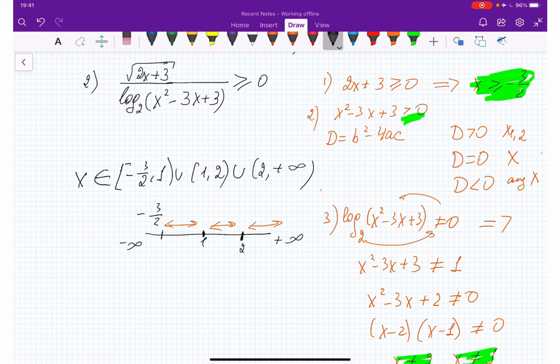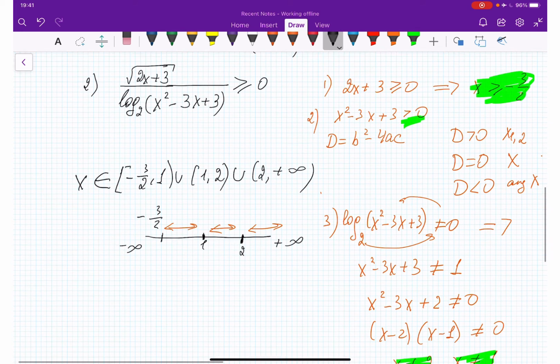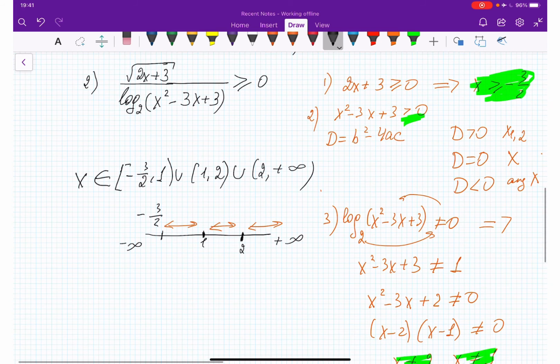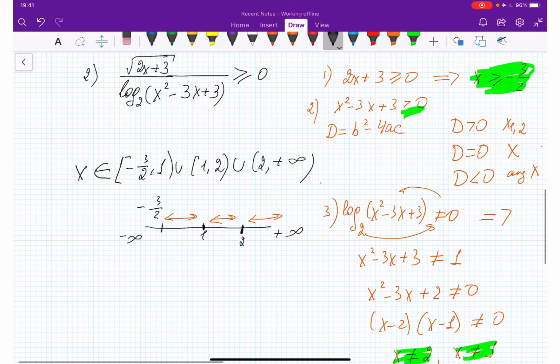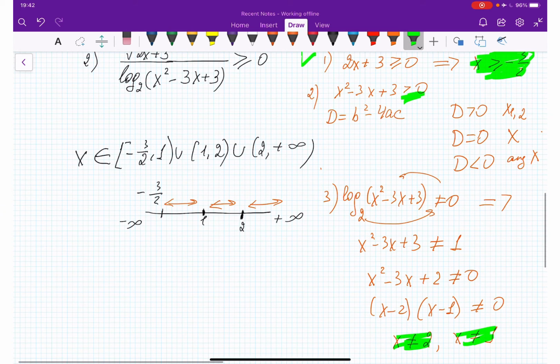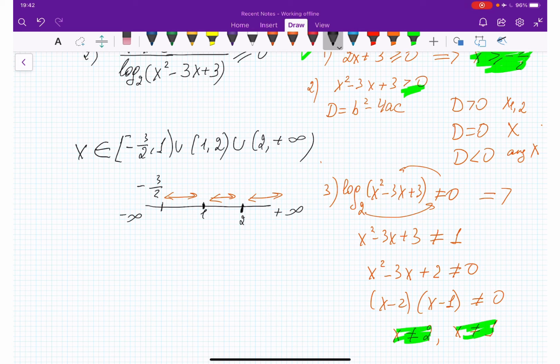So let's see. For 2x plus square root 2x plus 3, we already solved it. We have x greater or equal to negative 3 over 2. And we solved the logarithm, this is the first one, greater than 0. And this one, let me solve also the logarithm the same way. Logarithm, what do we have? x squared minus 3x plus 3 by base 2. I didn't write log, I wrote LG, which is the same thing. You can use either log or LG, and it is greater than 0.